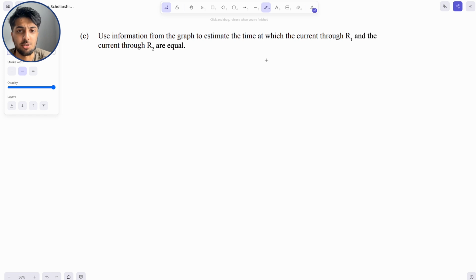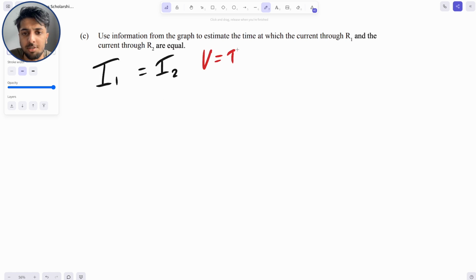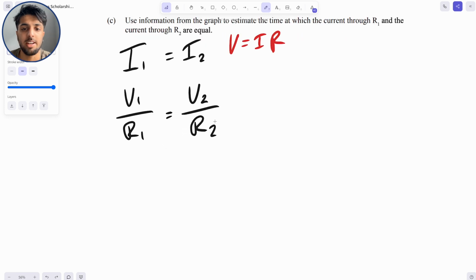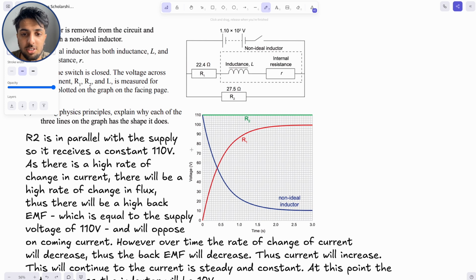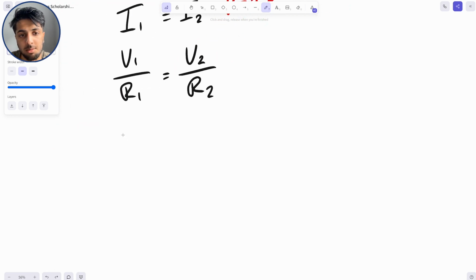And so, use the information on the graph above to estimate the time at which the current through R1 is equal to the current through R2. From this, we can form an equation where the current through R1 is equal to the current through R2. As V equals IR, we can rewrite this as V1 over R1 is equal to V2 over R2. Now, reading from the above, we know that the voltage across R2 will be a constant 110, and we have the resistance of R2 and the resistance of R1. So we can plug that in.